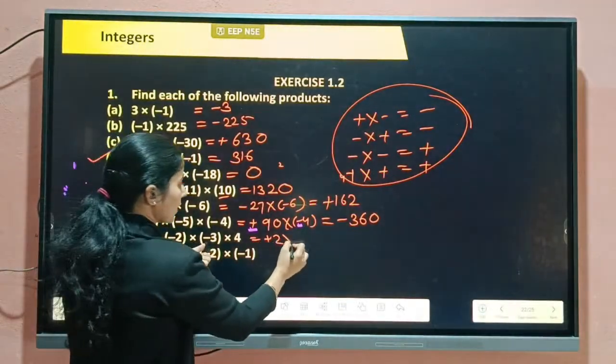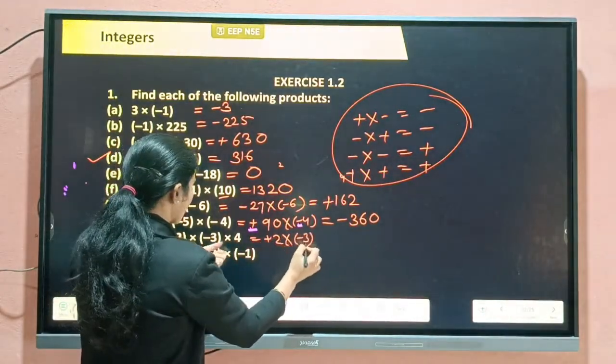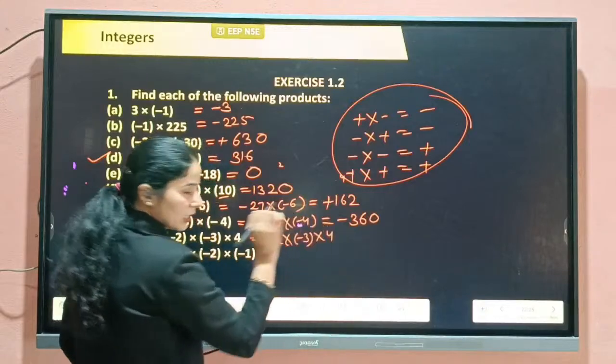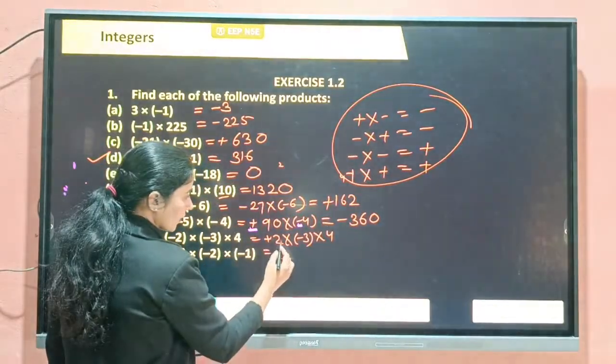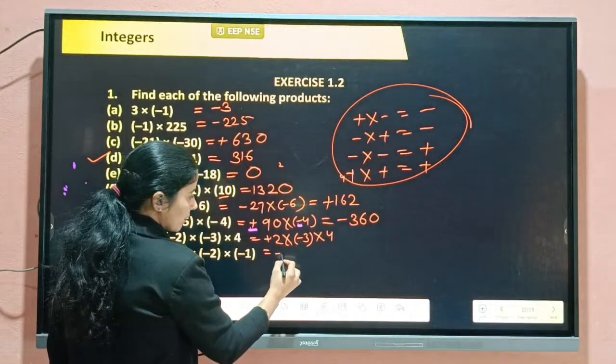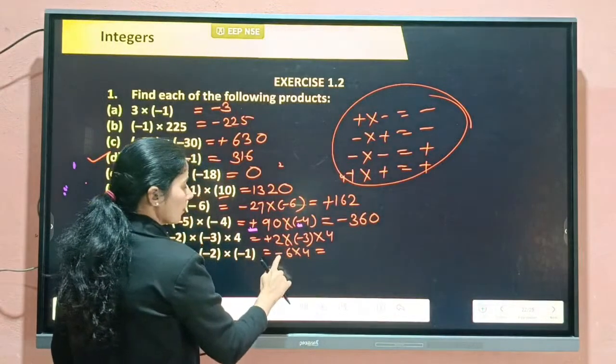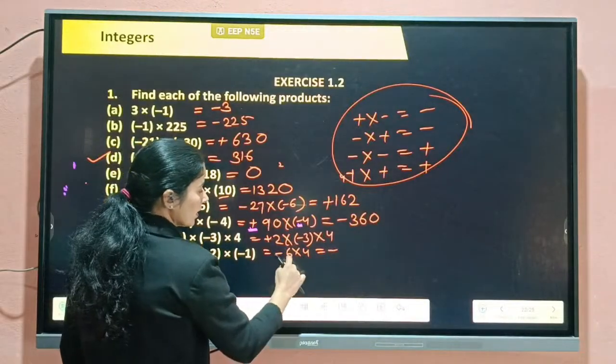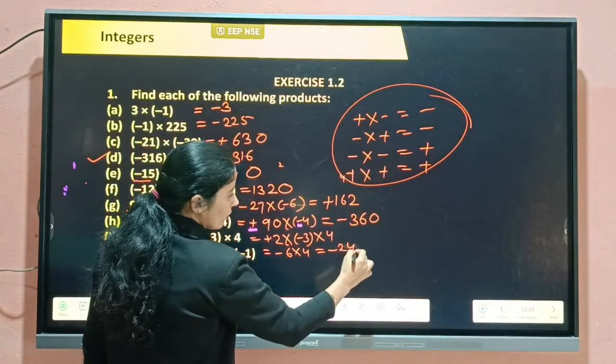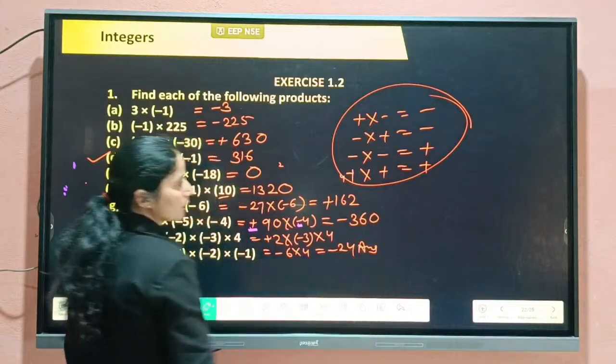Further, it is multiplied with the minus 3 and then it is multiplied with the 4. So it will be plus minus minus, 2 threes are 6 into 4. Further, minus plus minus, 6 fours are 24. 24 will be your final product.